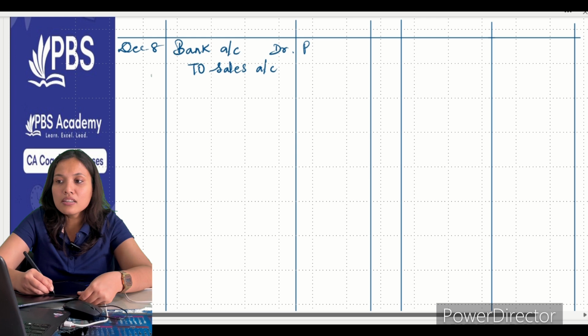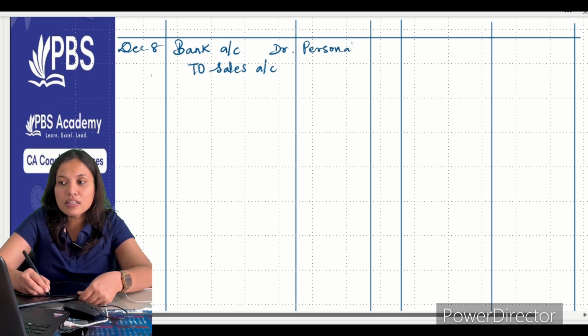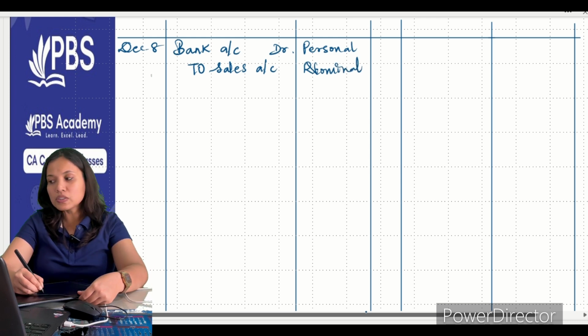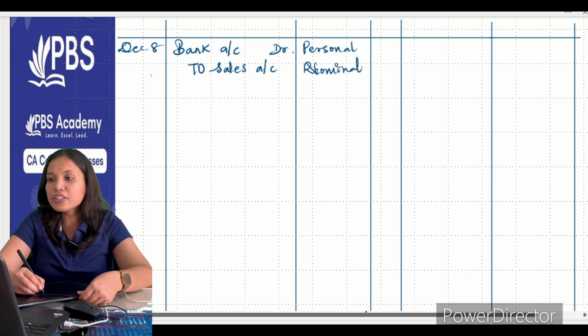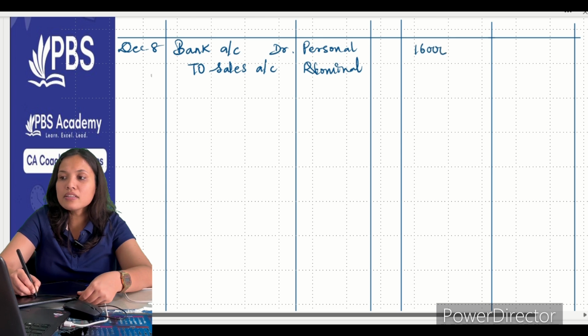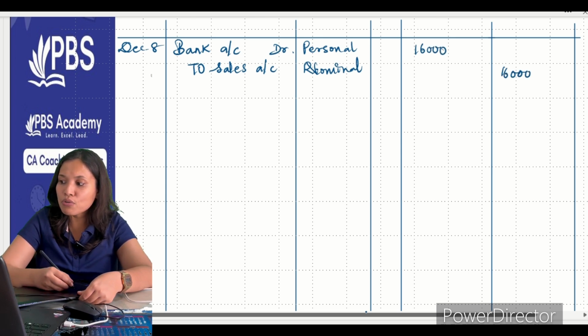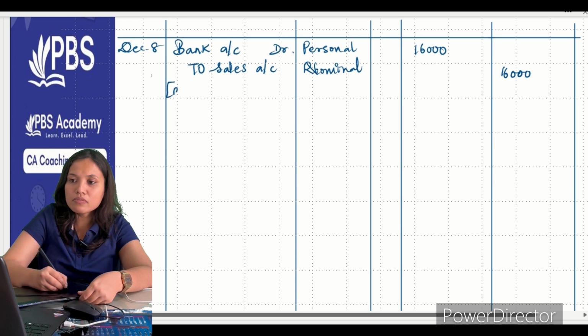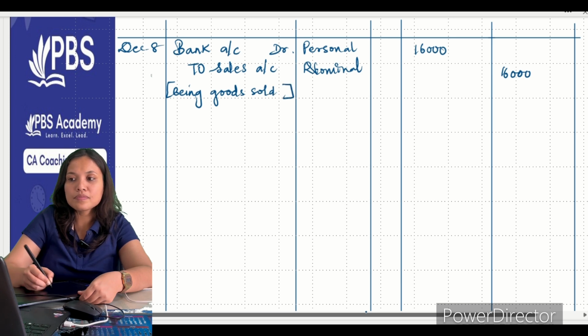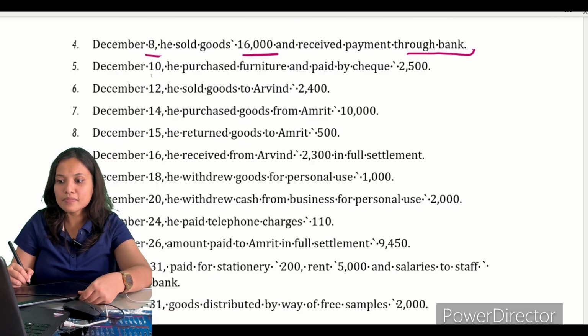Bank is personal. Sales is nominal. Okay, so what are the amounts given to us? 16,000, 16,000. We can write down being goods sold. Clear? I hope I'm clear.